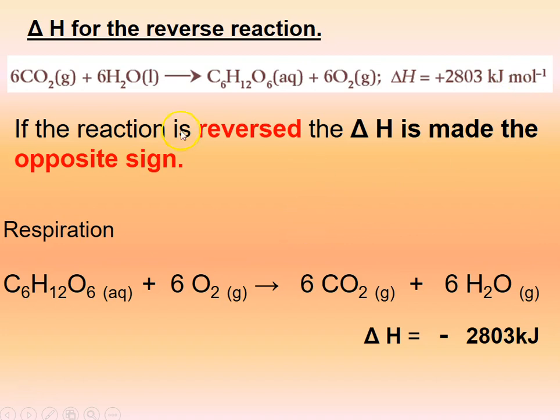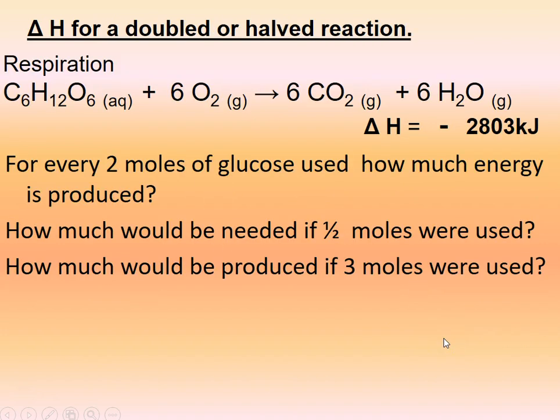So if you reverse the reaction, you just change the sign. If the reaction is doubled or halved, if you're given a reaction and then you're given another reaction and it's doubled, so if this had 2 of those and 12 and 12 and 12, then you would just double that. If it was half of this and 3 and 3 and 3, then you would just halve that.